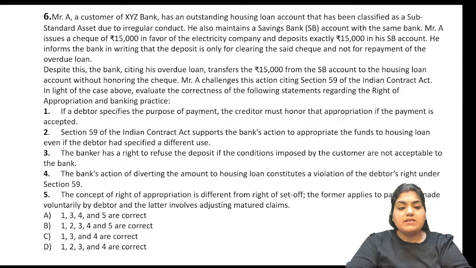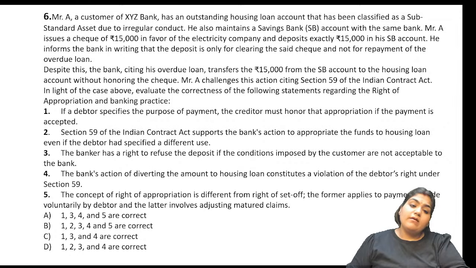Despite this, the bank, citing his overdue loan, transferred the 15,000 rupees from the savings bank account to the housing loan account without honoring the check. Mr. A challenges this action, citing Section 59 of the Indian Contract Act. In the case above, evaluate the correctness of the situation regarding right of appropriation. We always appropriate as per the customer. Here, the bank did wrong.